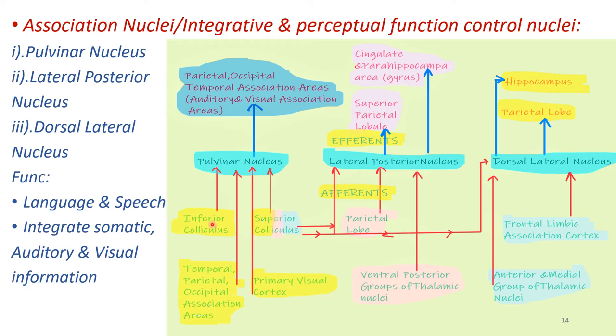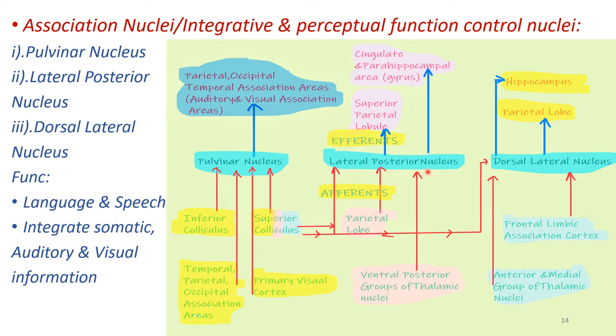Then the inferior colliculus is concerned with hearing, and then the temporal, parietal, occipital association areas. We'll be reading about these association areas later on. And then it gives efferents or relays mainly to the parietal, occipital, temporal association areas. It receives impulses from here, also sends impulses to the same areas and also to the auditory and visual association areas to integrate different auditory and visual information.